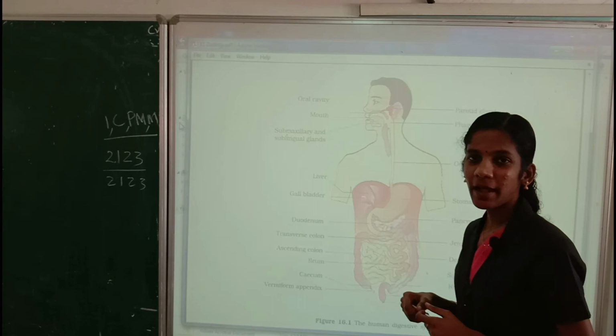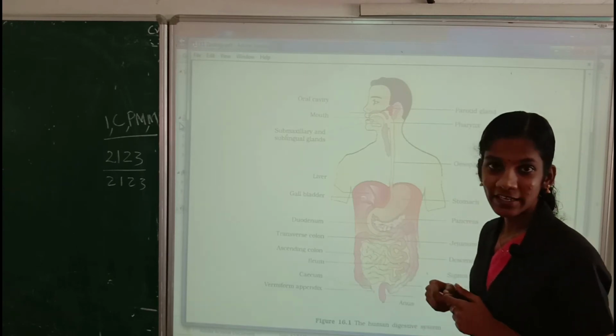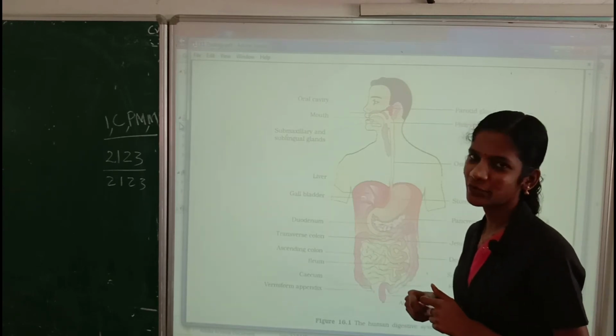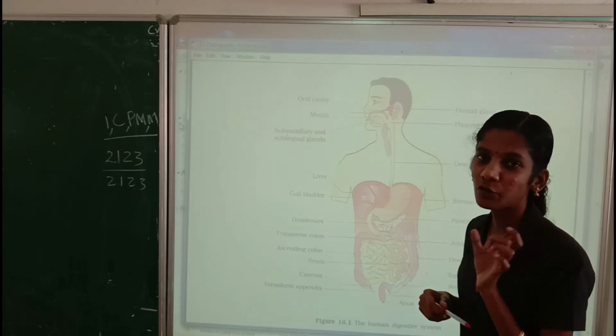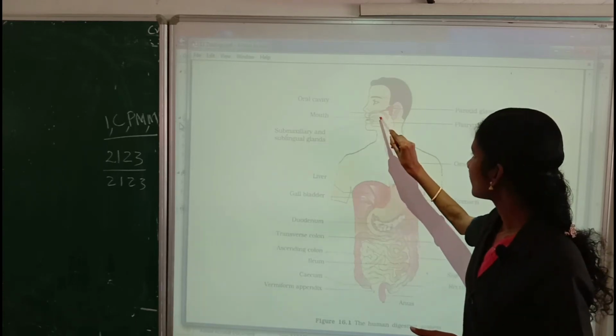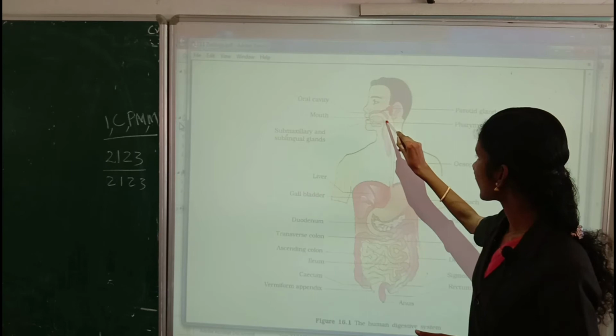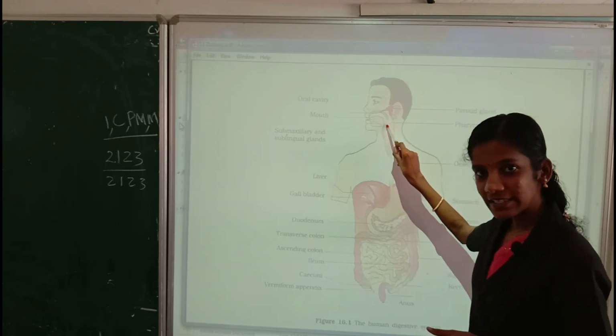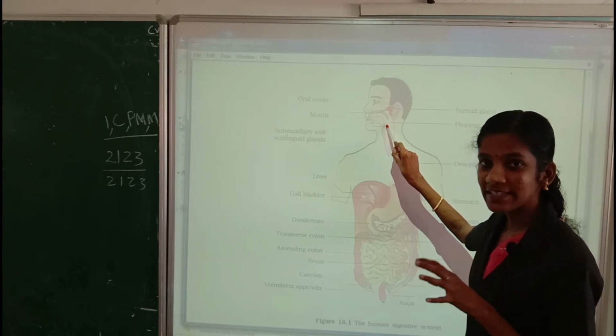Now let us study the remaining part of your alimentary canal. Now we are in the buccal cavity, isn't it? Next part of your alimentary canal is a short, narrow pharynx. Okay, this is the buccal cavity, and this buccal cavity will lead to a short, narrow pharynx. This is the pharyngeal region, and this region can be considered as the common passage for food as well as air.